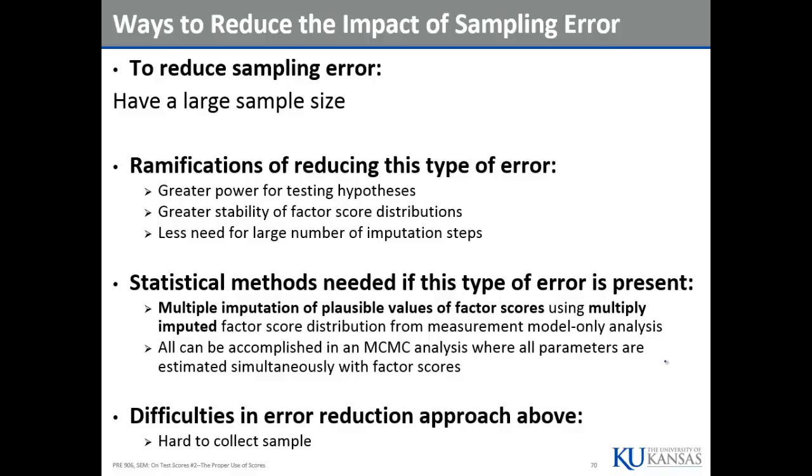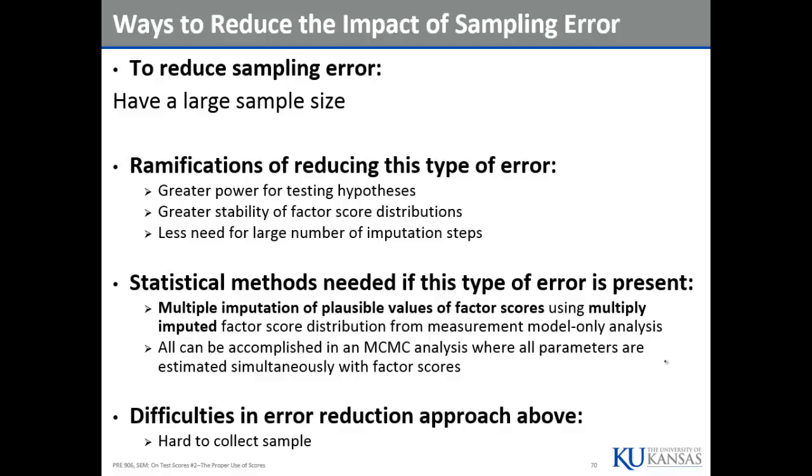But really, if you think about it, when we create a factor score, we're doing what I said was a problem, right? We're taking each factor loading and treating it like it didn't have error. We said we're going to fix the factor loadings, we're going to fix the unique variances, and we're going to use them to come up with a distribution of factor score. When really all of those had error too. Oh, my gosh, that's a problem. So some of the ramifications of reducing this error: we get better power for hypotheses, better stability of factor scores, fewer imputation steps needed. What happens if this error is present?